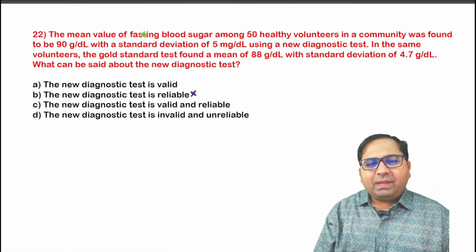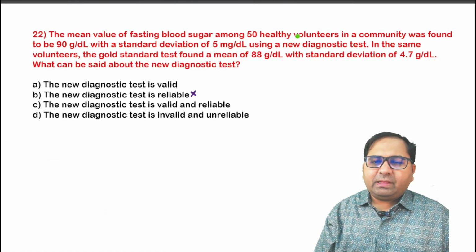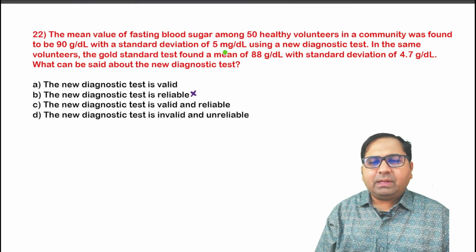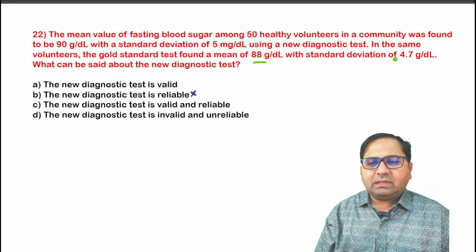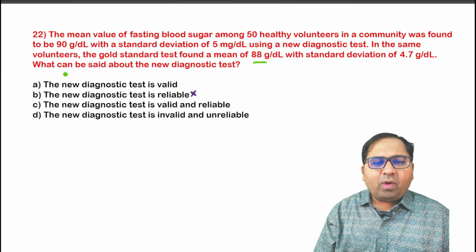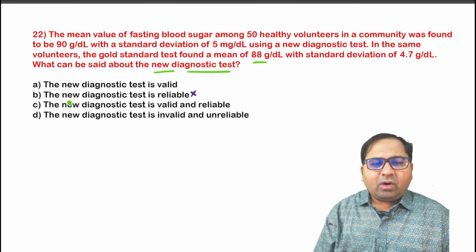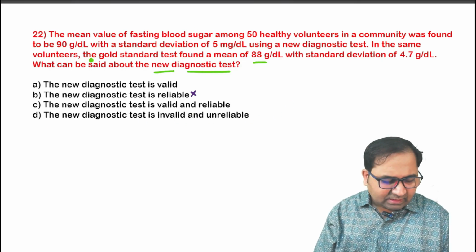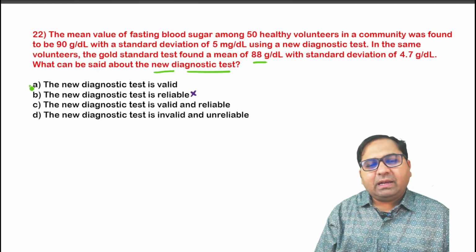Then next question. The mean value of fasting blood sugar among 50 healthy volunteers in a community was found to be 90 milligram per deciliter with a standard deviation of 5 milligram per deciliter using a new diagnostic test. Then in the same volunteers, the gold standard test found a mean of 88 milligram per deciliter with a standard deviation of 4.7. What can be said about the new diagnostic test? Is it valid, or is the new diagnostic test reliable, or is the new diagnostic test valid and reliable, or otherwise is the new diagnostic test invalid and unreliable? The answer for this question is that the new diagnostic test is valid.